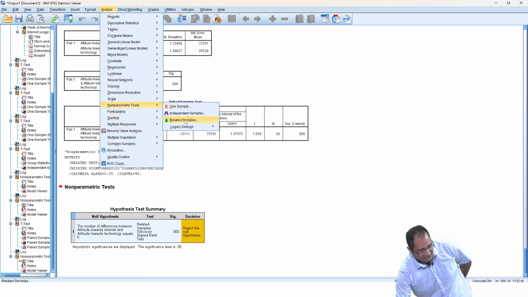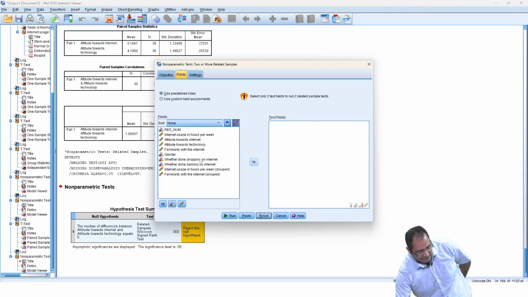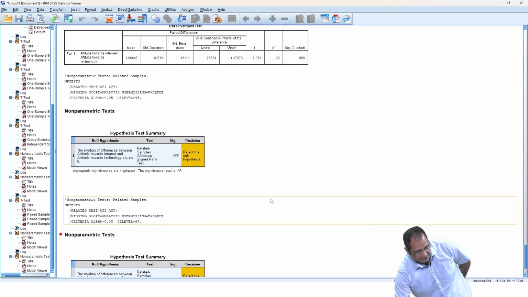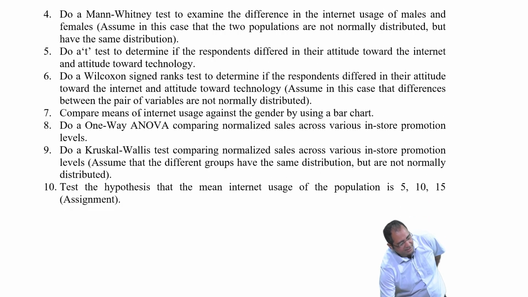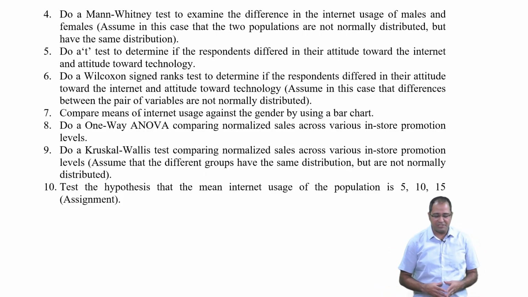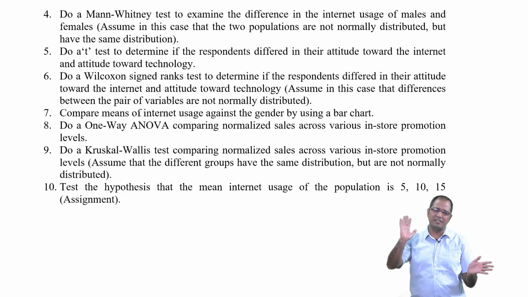non-parametric test, related samples, let me reset it, attitude towards internet, attitude towards technology, and click run, and you will get this. The seventh one we have already done: compare means of internet usage against gender using a bar chart. We need not do this, we have already done the box plot.